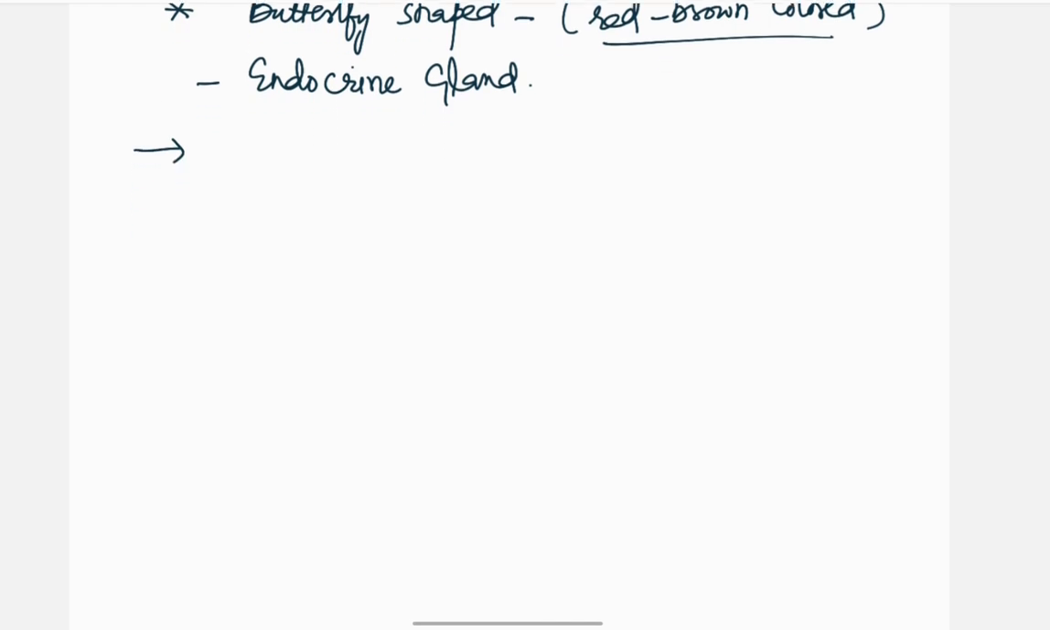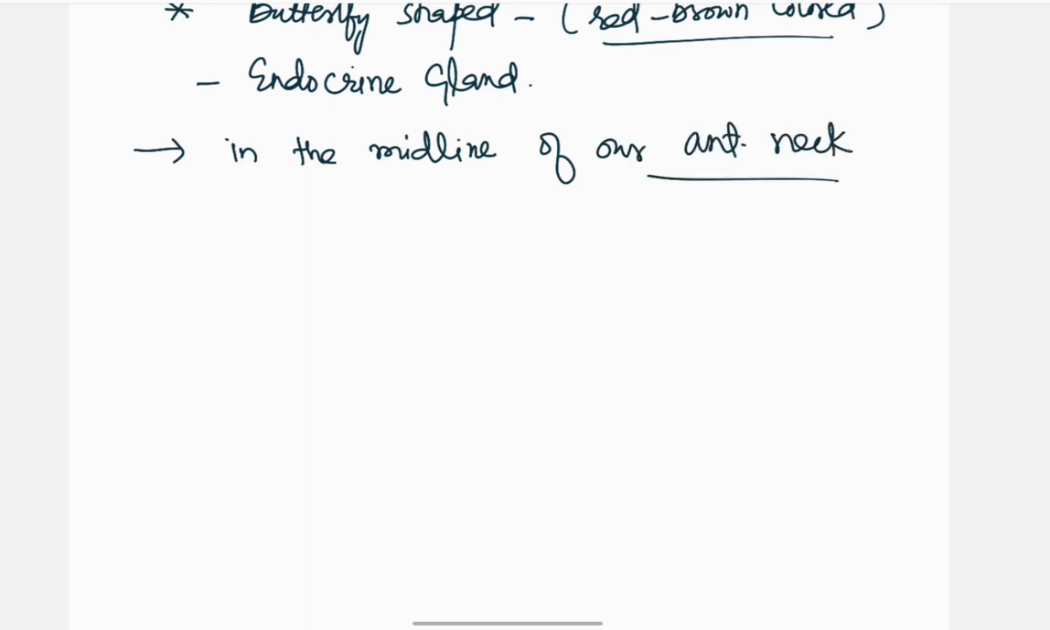What is the location of the thyroid gland? It's usually situated in the midline of our anterior neck.